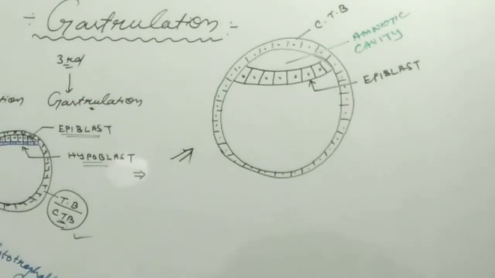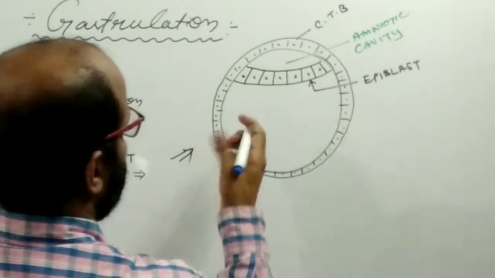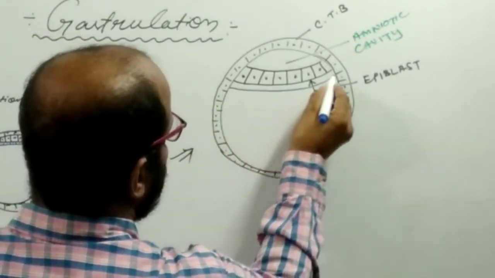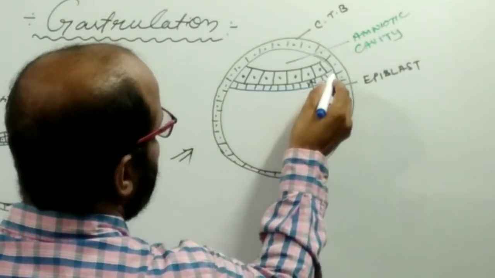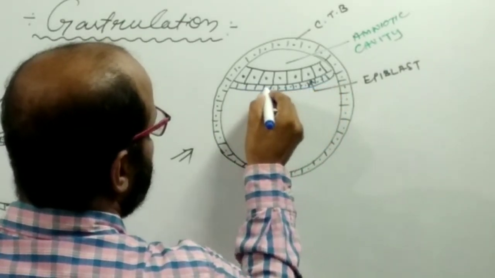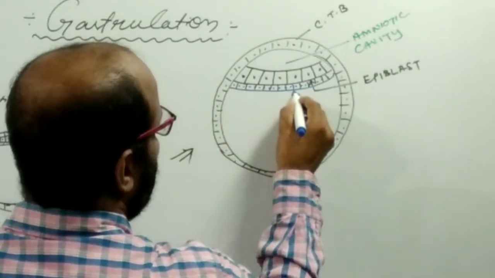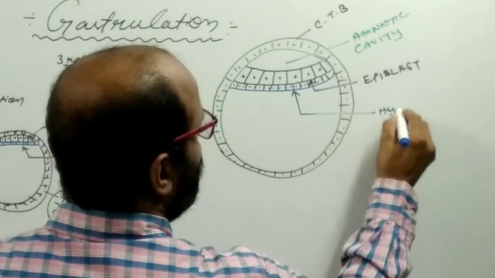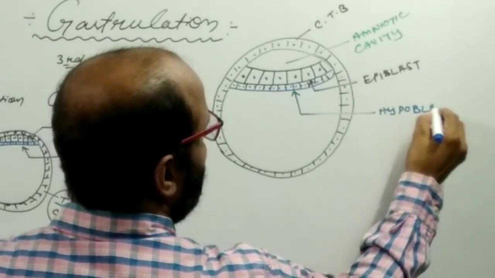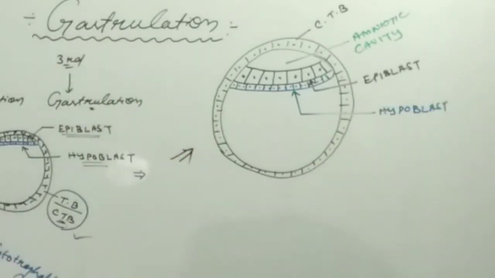Now the hypoblast cells are the cuboidal cells. These are present as such, at the ventral side, and are known as the hypoblast.